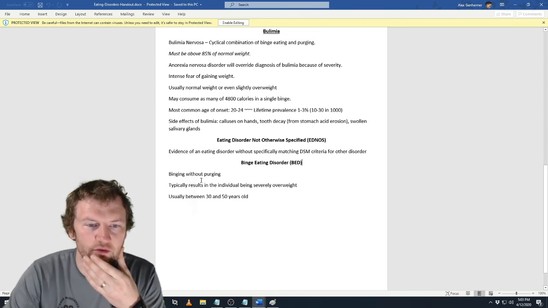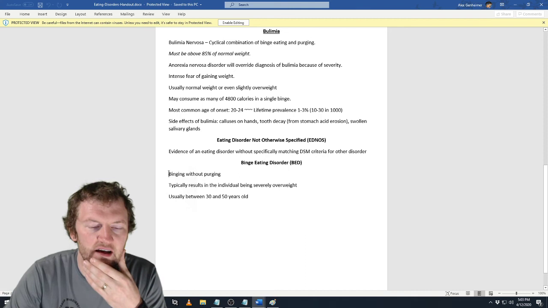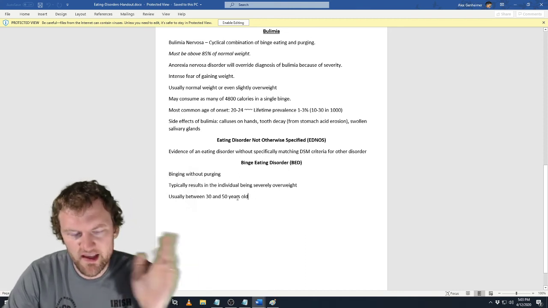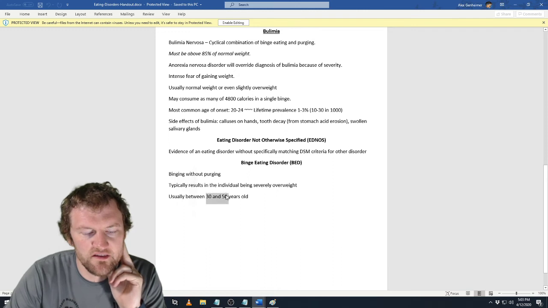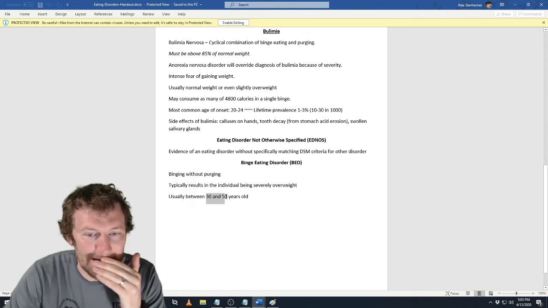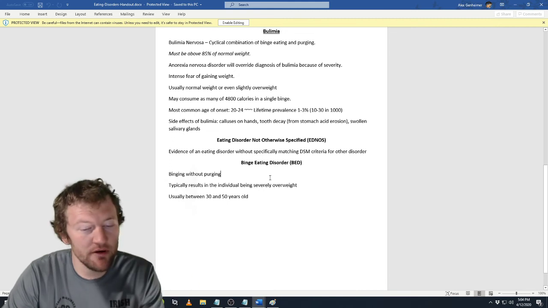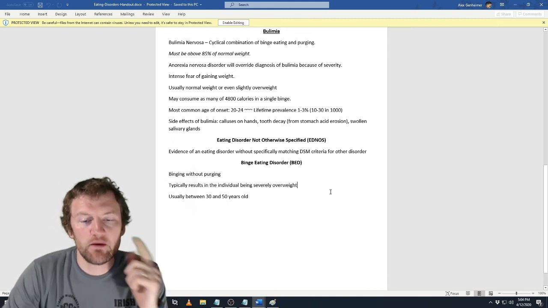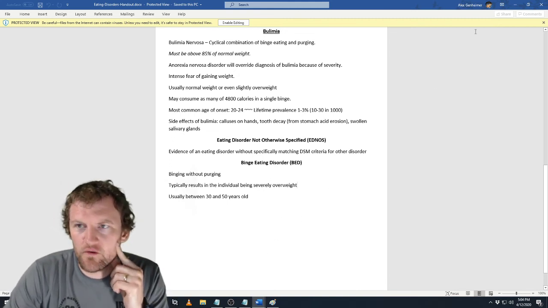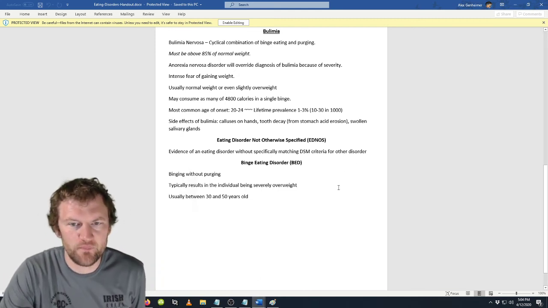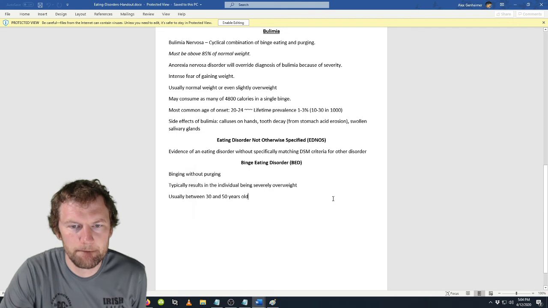And then binge eating disorder, and that is just binging, no purging. And it's interesting that the age of onset for this is 30 to 50. It's like the midlife crisis disorder, I guess. I don't know. But that's where you eat in binges, but you do not purge. And that would lead to extreme obesity. So that's it. We have completed everything.